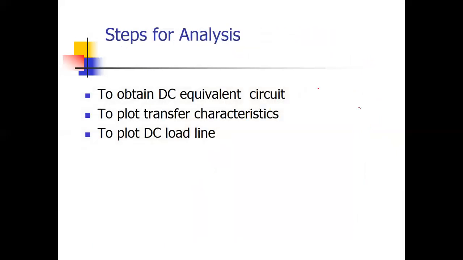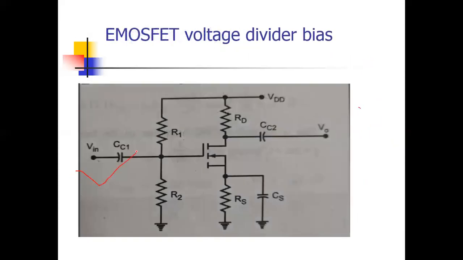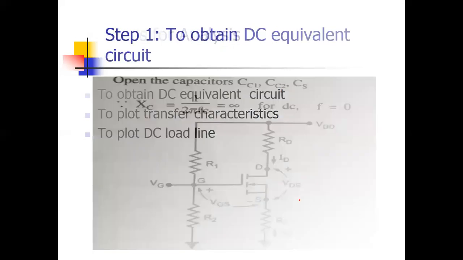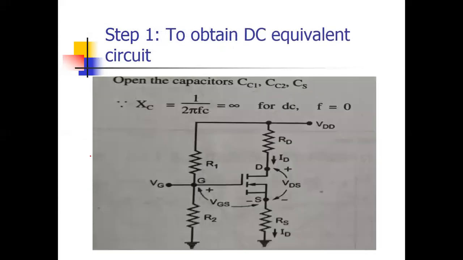Then you know the steps for analysis. First we have to draw the DC equivalent circuit, then the transfer characteristic and the DC load line. The coupling capacitors and bypass capacitors will be open circuit for the DC equivalent circuit. No capacitance, no AC source, only the DC supply is there.